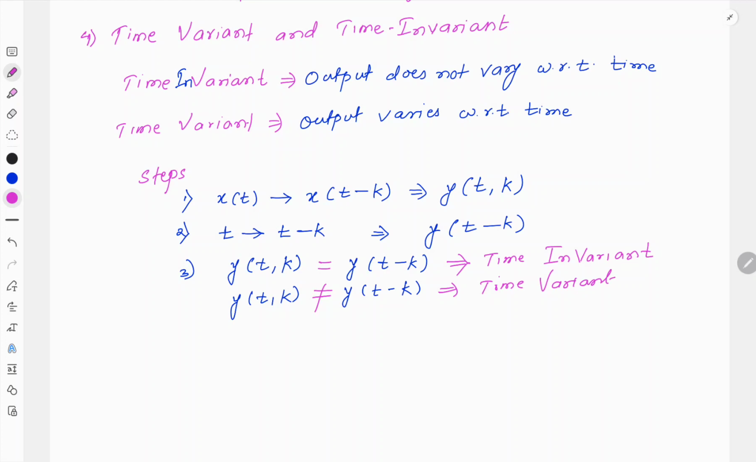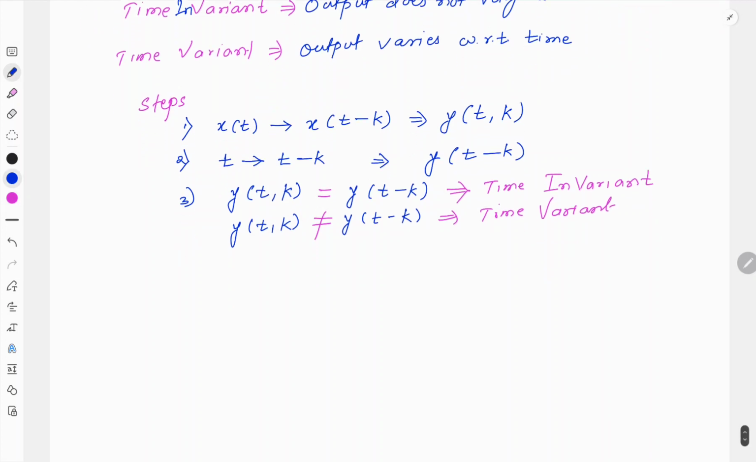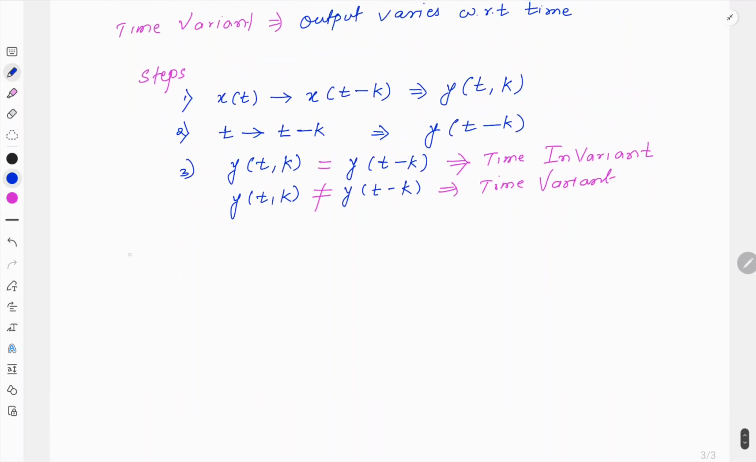So let us see this with an example. Let us have the example y of t is equal to t into x of t. Let us prove whether this system is a time varying or time invariant system. So we have the steps. In step number 1, we have to replace x of t with x of t minus k.